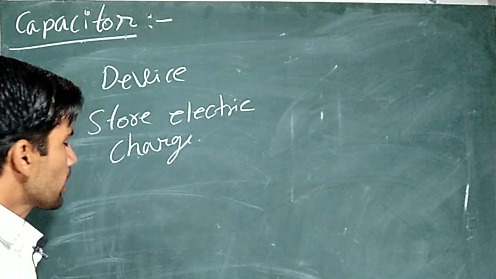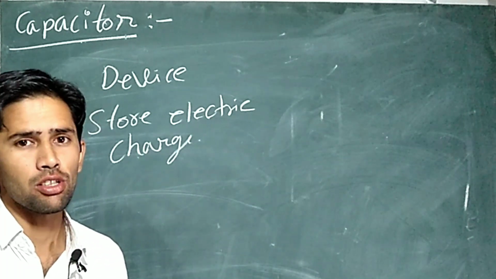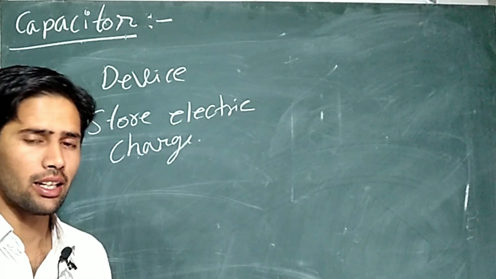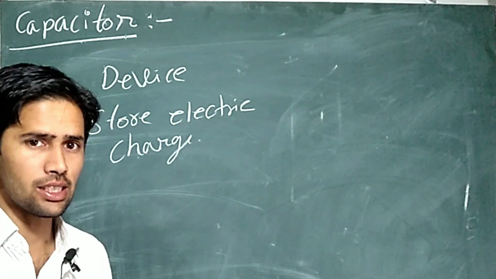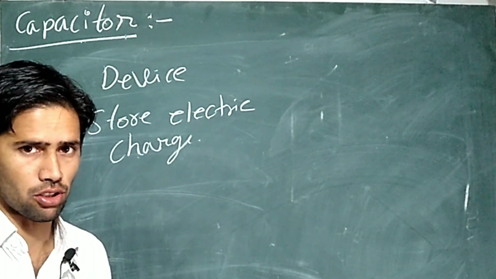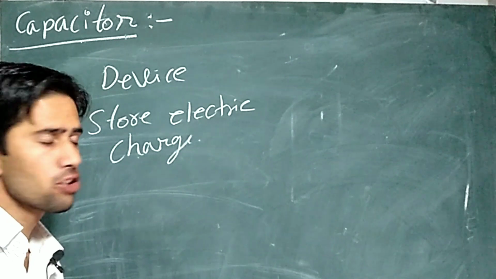Now, capacitors have different shapes and sizes, and different capacities to store electrical charge. Here we use the term ability to store charge. This is called the capacitance of a capacitor. Now this term I also include in our expression.